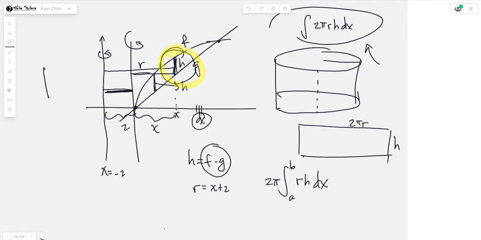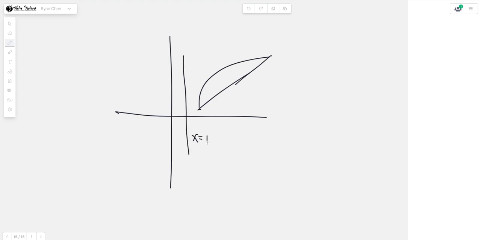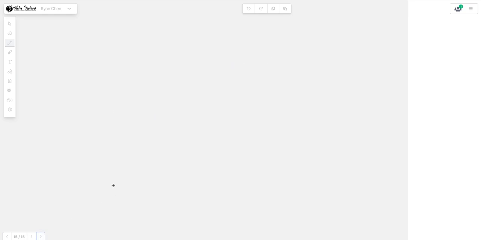And on a weirder question, which I don't imagine you'll encounter, if your region is over here, right? And you have your axis right here at x equals 1, then you draw your generic height. R this time is this bit, and that is x minus 1, 1 being that distance right there. But it's unlikely he'll give you a situation like this. Make sense? Yeah. Okay.